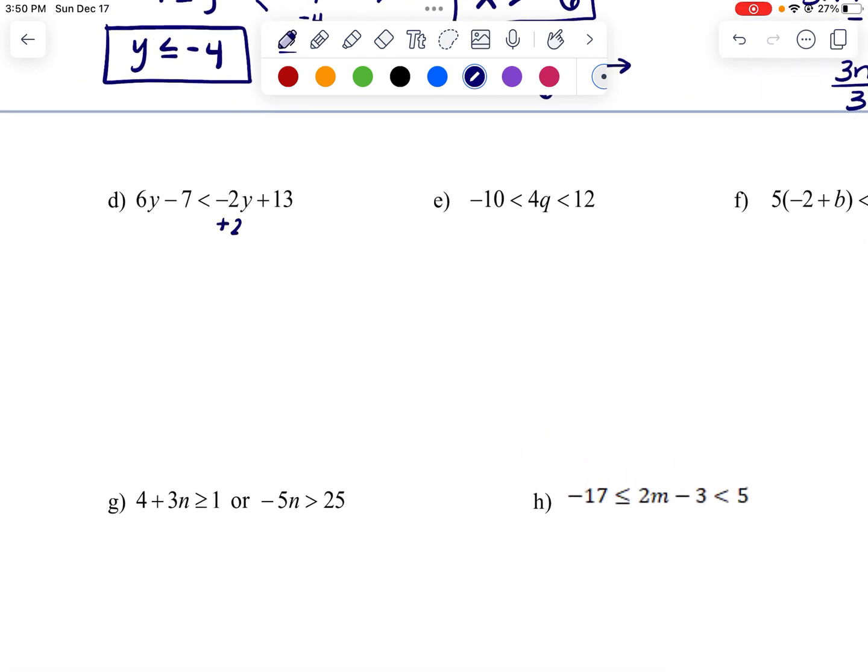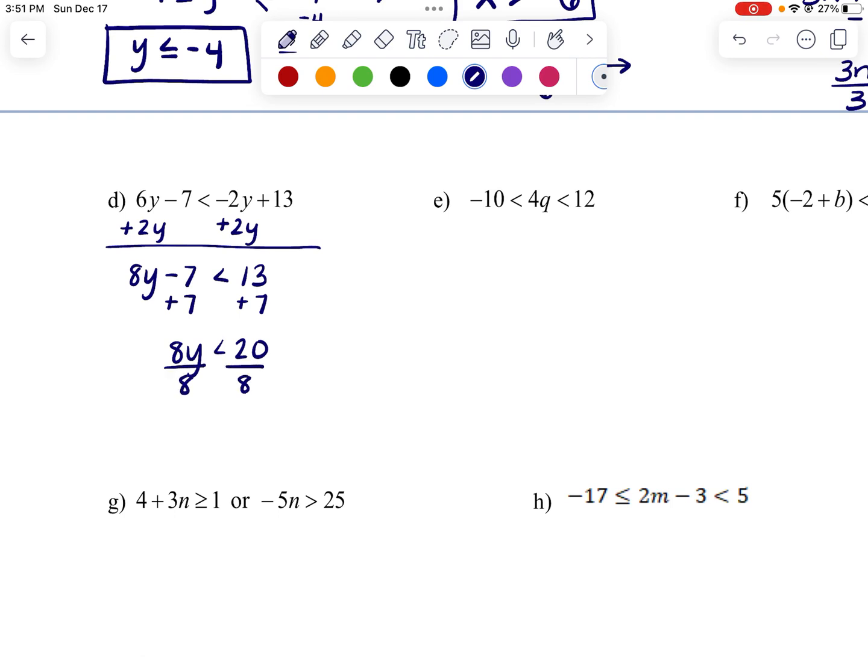So continuing on, I'm going to add 2y to both sides in this one. I get 8y minus 7 is less than 13. Add 7. 8y is less than 20. Divide by 8. Y is less than 20/8, which we need to reduce. Okay, we can divide them both by 4. And so I get y is less than 5/2.